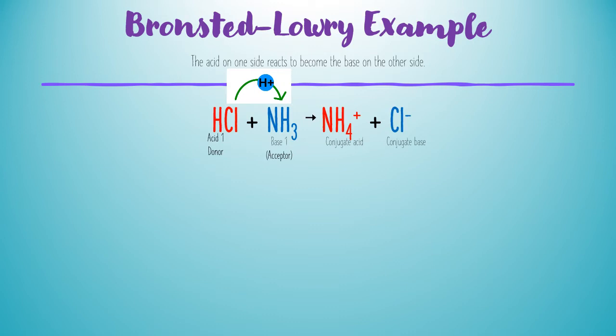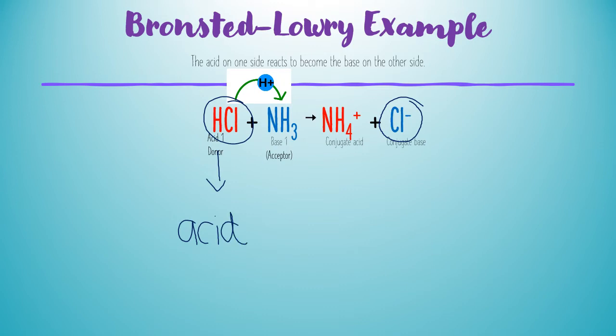So here we have HCl plus NH3. HCl is going to get rid of a hydrogen because on this side it's Cl minus. It donates or gets rid of the H. So HCl is my acid because it gets rid of H.